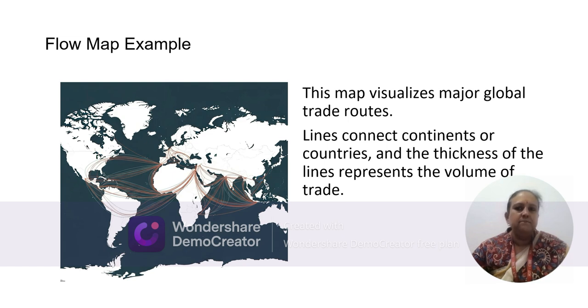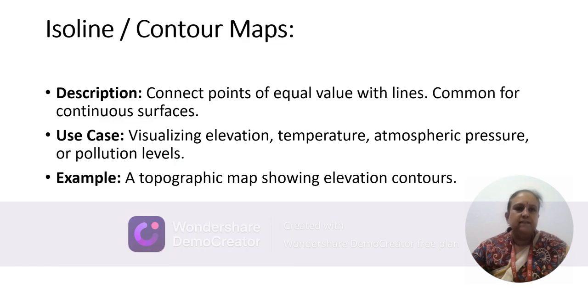This map visualizes the major global trade routes across the continents and countries, with the thickness of the lines representing the volume of trade. The next type of map is the isoline or contour map. It connects points of equal value with lines, common for continuous surfaces, like temperature, atmospheric pressure, or pollution levels, which can be shown using contour maps.